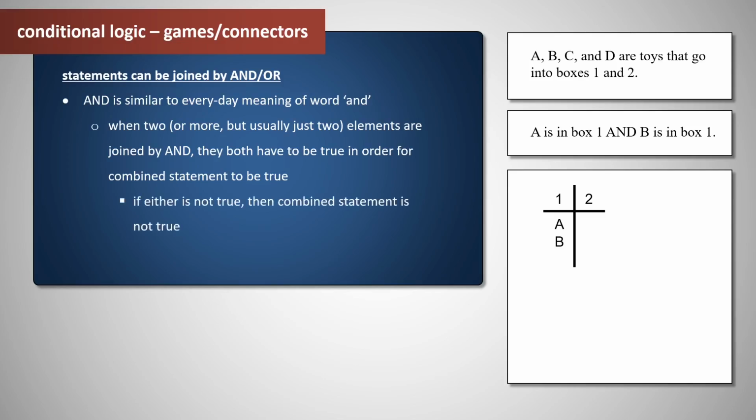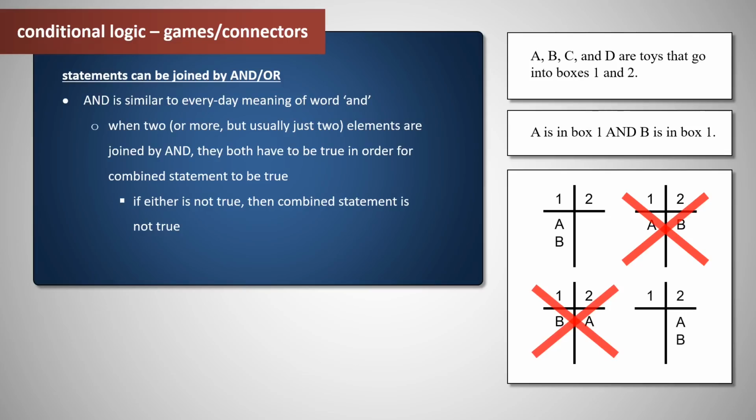Now, if either of them is not true, if either A is not in box 1 or B is not in box 1, then the combined statement itself is not true. This is just what and means. And once again, this is fairly intuitive. This is the way we use it in everyday speech. So if we're drawing our diagram and we've got A in 1 but B in 2, then we know that's false. If we end up with B in 1 and A in 2, we know that's false as well. Likewise, if they're both over in 2, then we know that is false as well. So it's not true that A is in box 1 and B is in box 1 if they're both over on the right or if they're split up. Okay, so that's what and tells us.